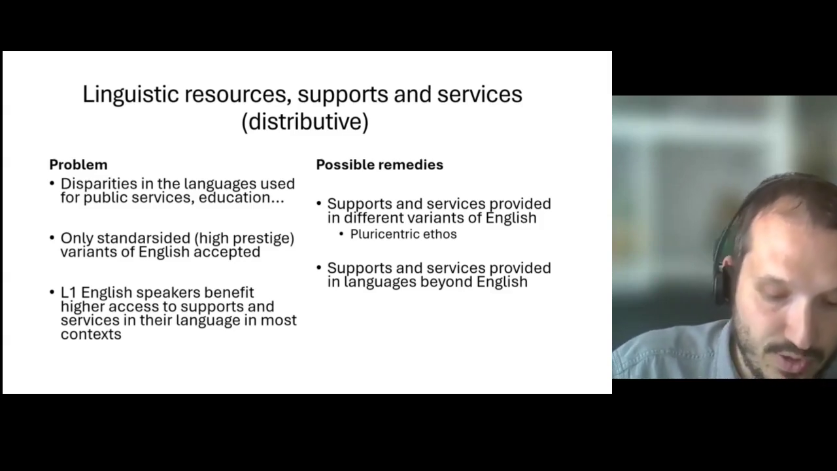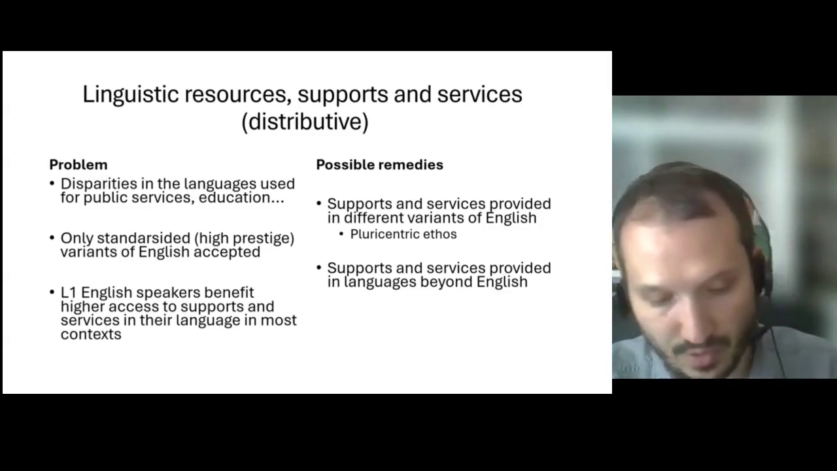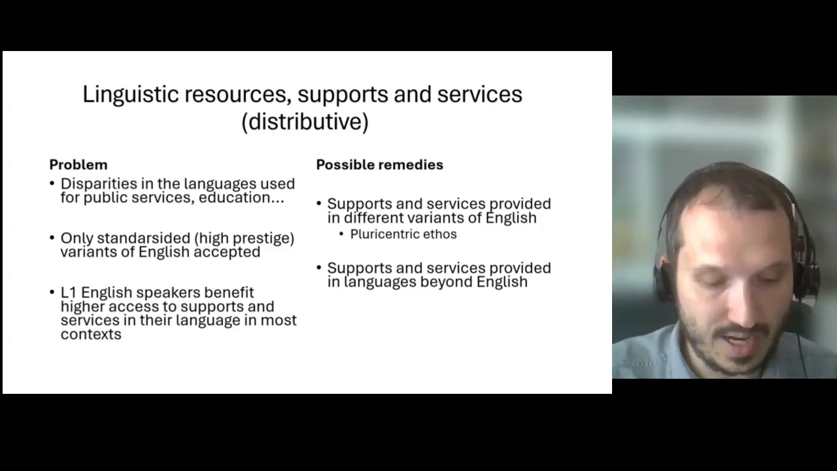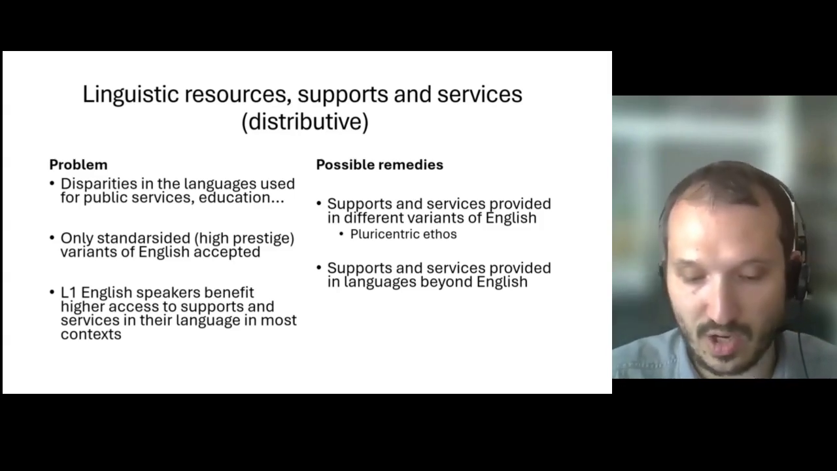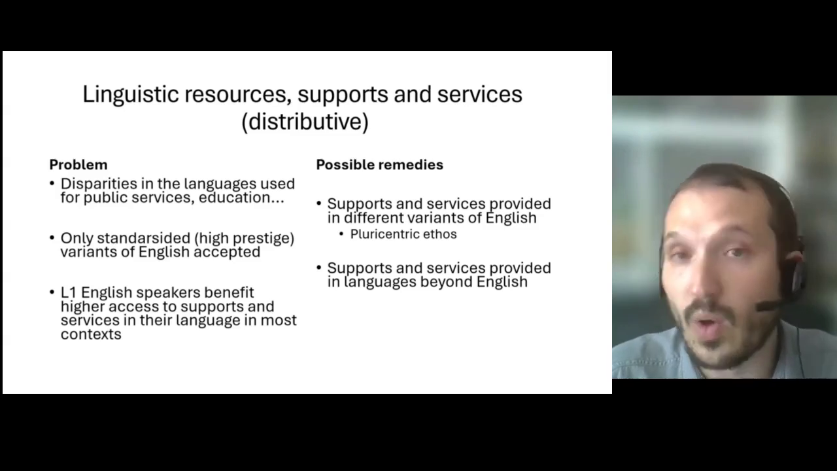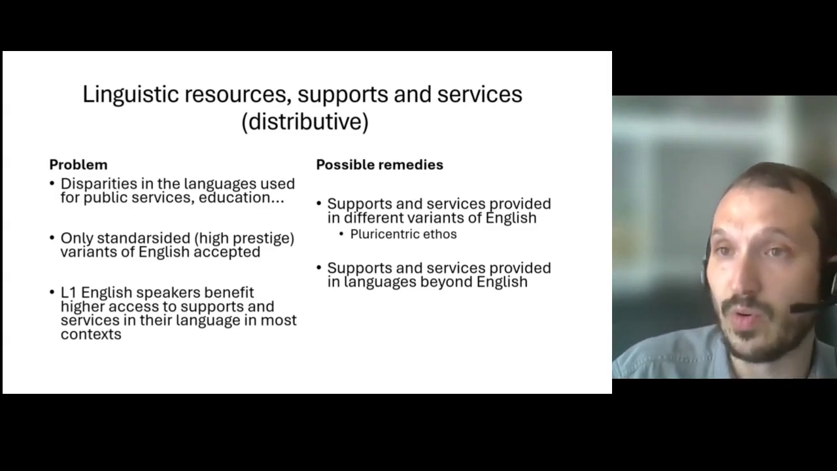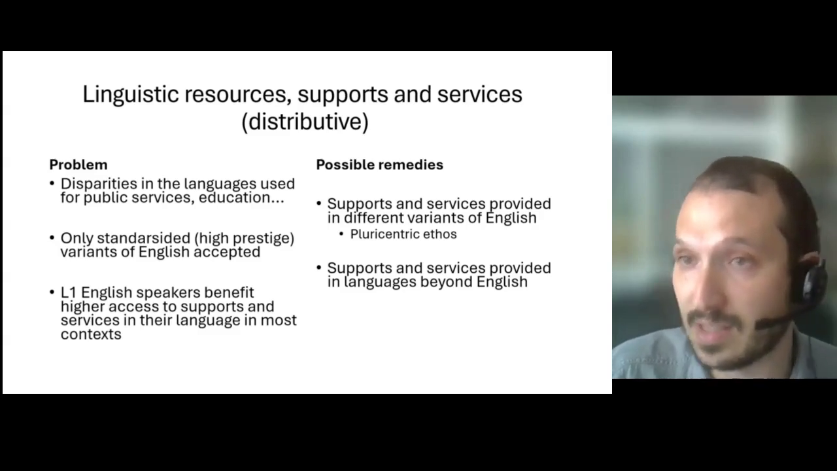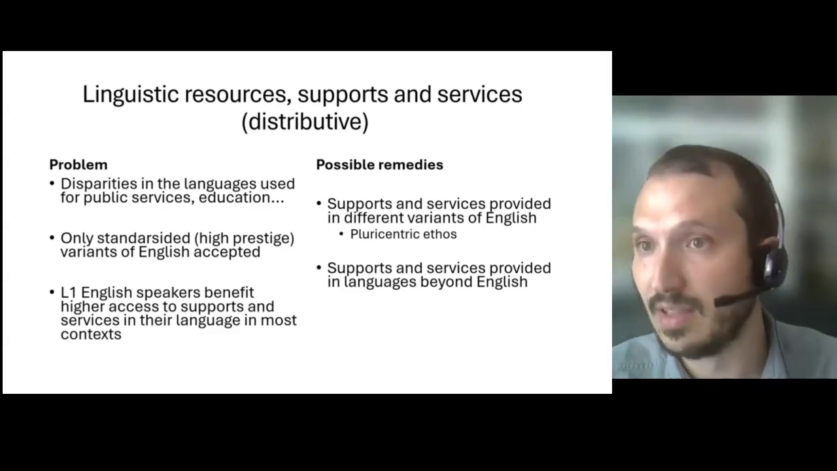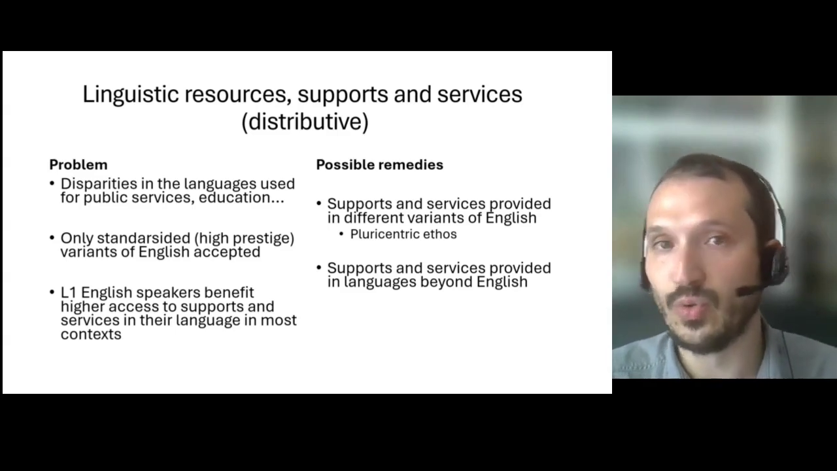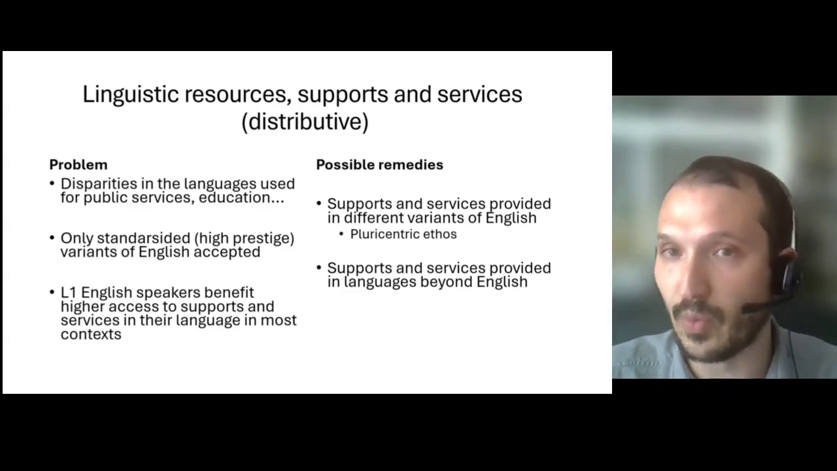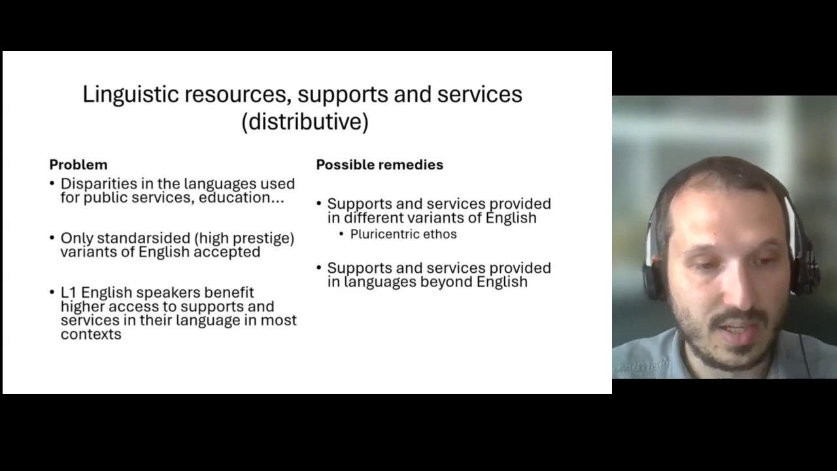For instance, English speakers tend to enjoy a greater share of resources, support, and services than speakers of other languages, while living in countries where English is only one of a number of recognized or official languages, but also even in countries where English is not recognized at all. Still, English speakers can have access to linguistic resources and support, even though English is not officially recognized in that context.